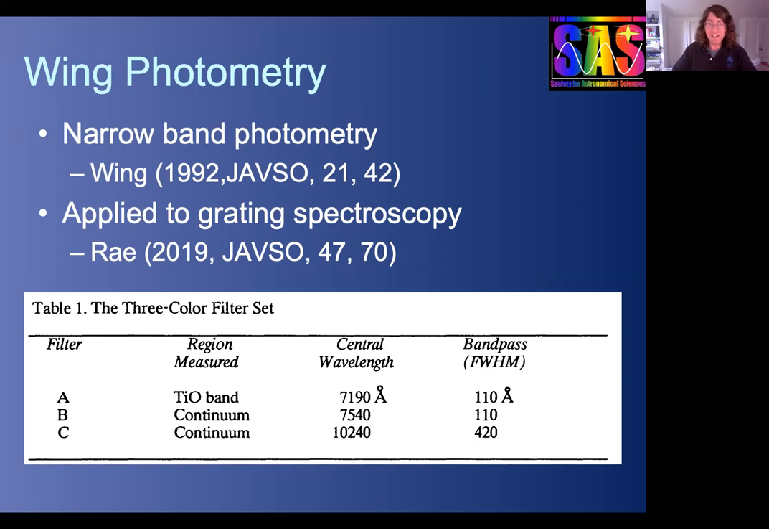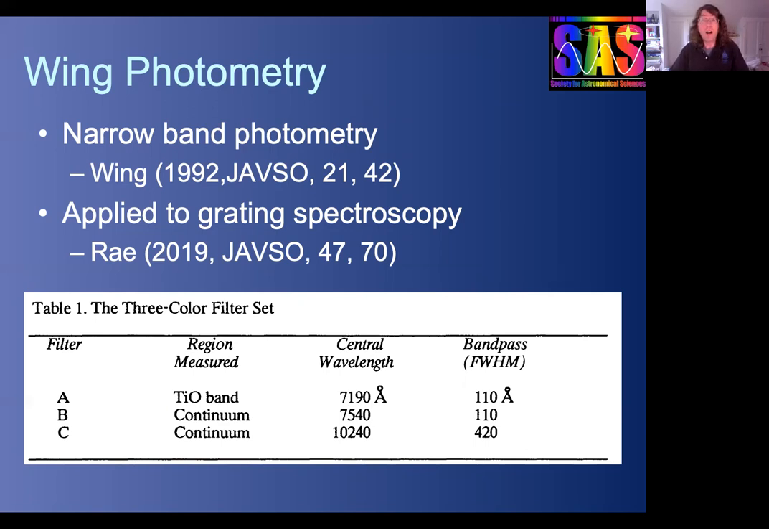Now, Wing developed a narrowband photometry system to measure the variability in late-type stars using the depth of the titanium oxide molecular absorption features. The changes in the TiO features correlate well with the changes in spectral type and effective temperature of the star. Low-resolution spectroscopy is basically just narrowband photometry, because a single spectral resolution element is basically a very narrowband filter, and the flux can be added together across the spectrum to synthesize photometry.